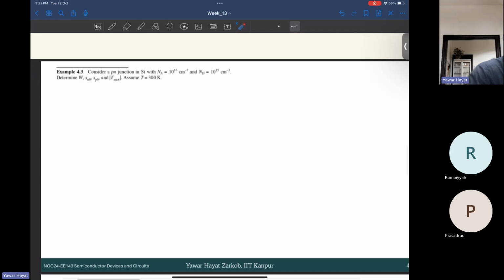So consider a PN junction in silicon. Now this is a question from PN junction. Just a second. I have taken questions randomly. I'll mention the name of the book later.